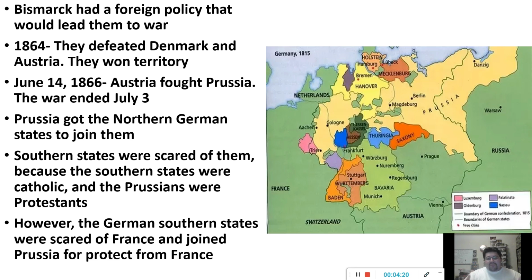Now, they got the northern German states to join them, no problem. They're like, hey, yeah, we'll join you guys. The southern German states, however, were a bit of a problem. Nowadays, for a lot of people, religion is not that high on the scale of importance, but back then it was. It really was important that they had their religion, and theirs was distinct, a difference in religion. So they were kind of scared of that.